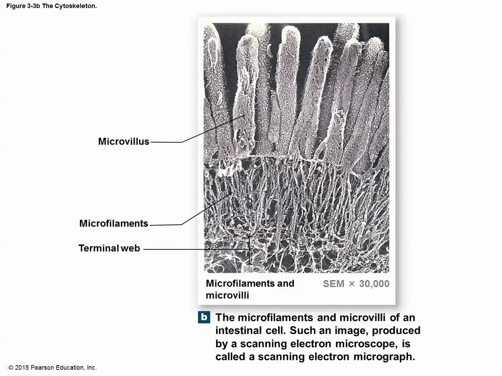All right, here's an actual scanning electron micrograph of a microvillus, or a bunch of microvilli here. And you can see the actin filaments here, the microfilaments, which are made of actin, and how they're intertwined with other actin filaments and intermediate filaments in the terminal web.